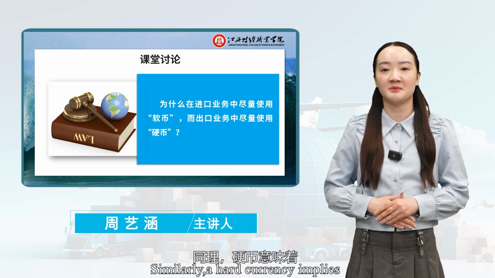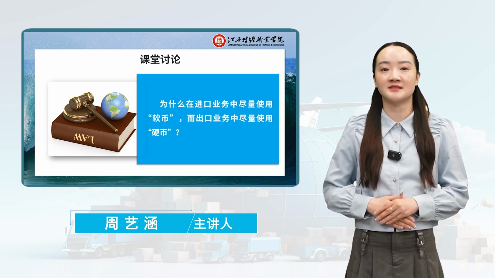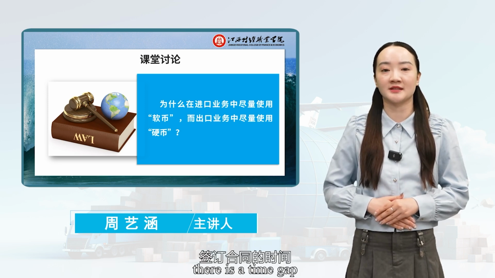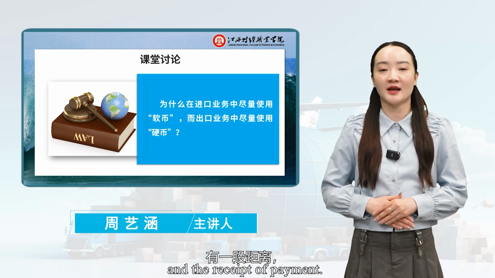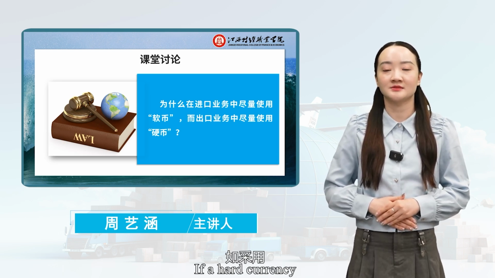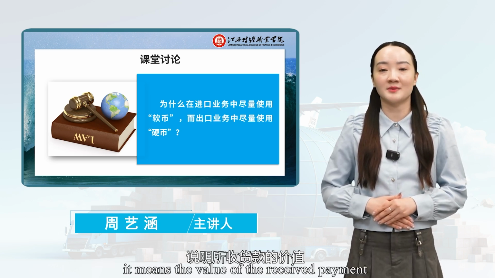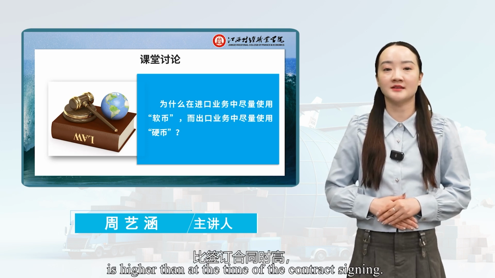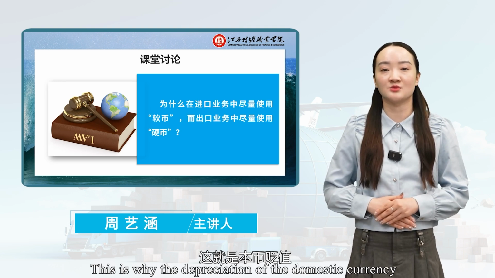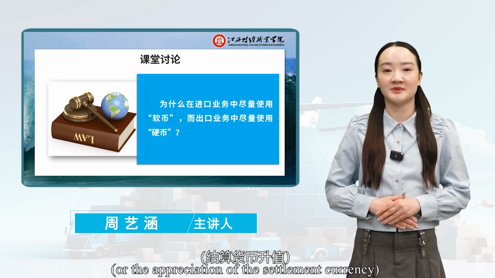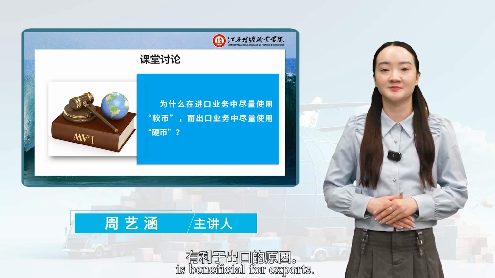Similarly, a hard currency implies that the currency is expected to appreciate. In export transactions, there is a time gap between the signing of the contract and the receipt of payment. If a hard currency is used for settlement or collection, it means the value of the received payment is higher than at the time of the contract signing. This is why the appreciation of the settlement currency is beneficial for exports.